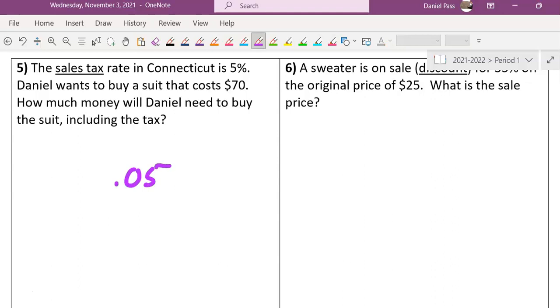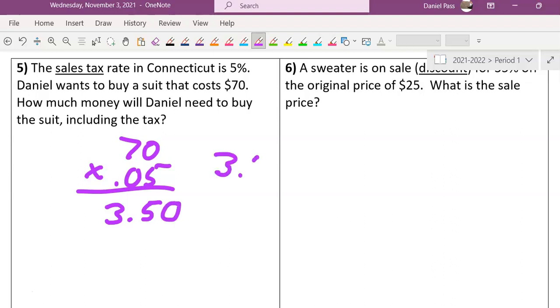0.05. I agree. Do you all agree? Yeah. Okay, I agree. And then you times 70, which gives us 3.5. 3.5. So how many dollars and cents is that? That's $3.05. It's not 5, 50 cents. 50 cents. Okay, careful. So when the calculator gives us 3.5, that's 50 cents.